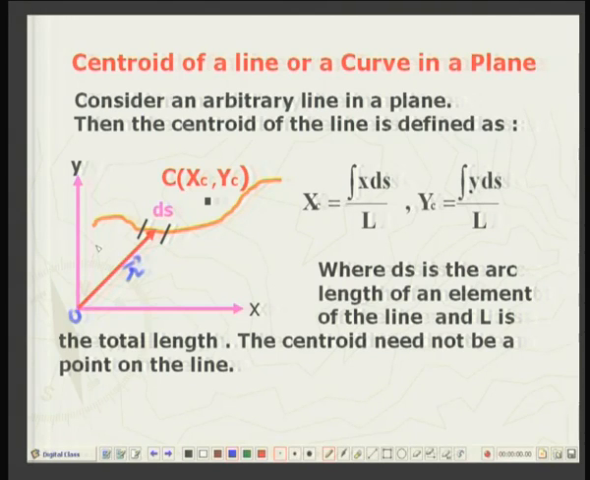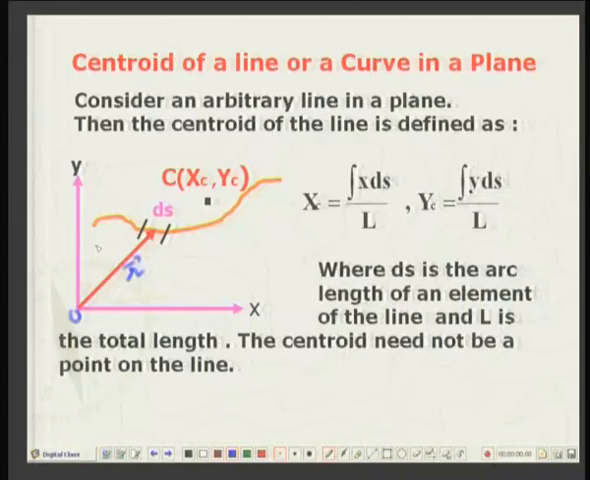Now one interesting thing is that whereas in the area integral and volume integral the centroid was inside the area or inside the volume, in the case of the centroid of a line, the centroid need not always be on the line. It can be outside the line, over here or over here or over here. It can be on the line also, but that is not always the case.